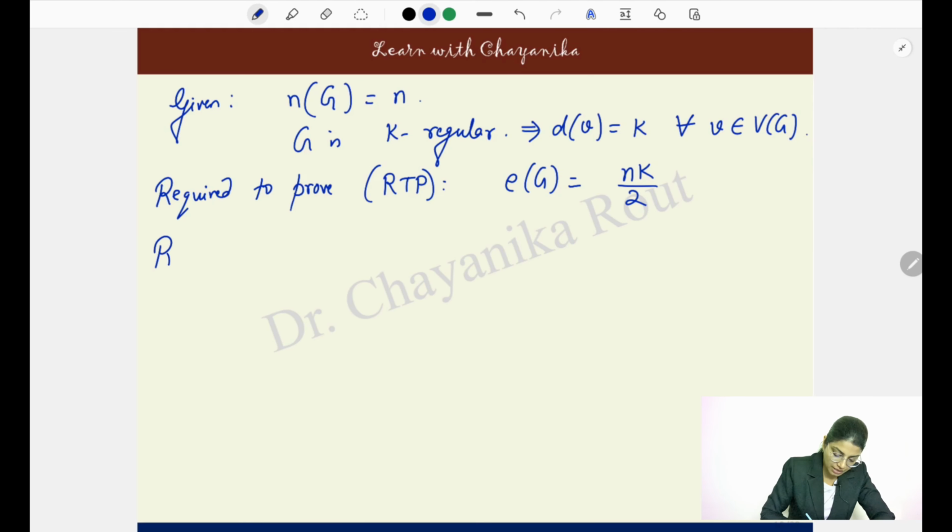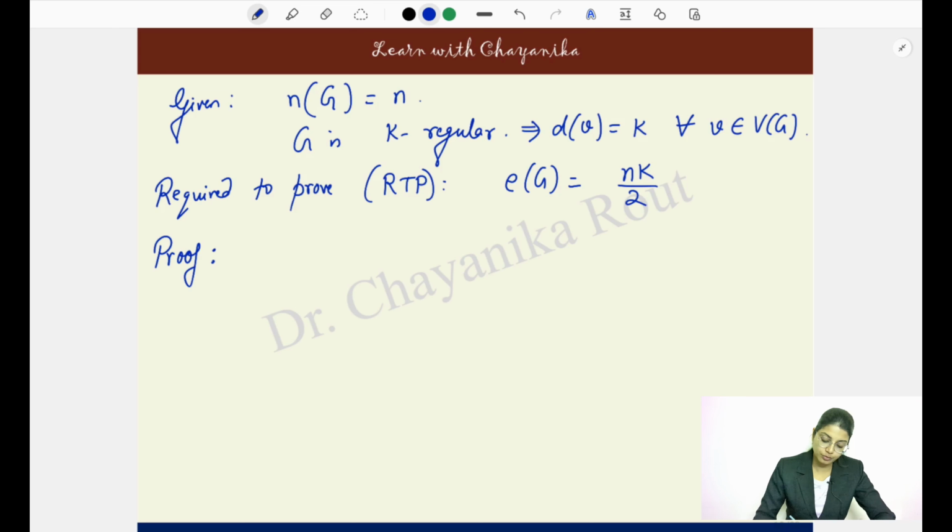Now we start our proof. So this is how we can have a format of proving something. First, in the given part, you list down whatever information has been provided to you. Then in the RTP portion, you write whatever you need to find out or whatever you need to prove. Then you come to the proof part where we will give our logic and prove something. So the proof goes like this.